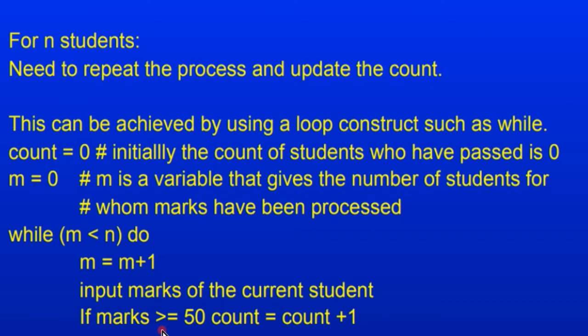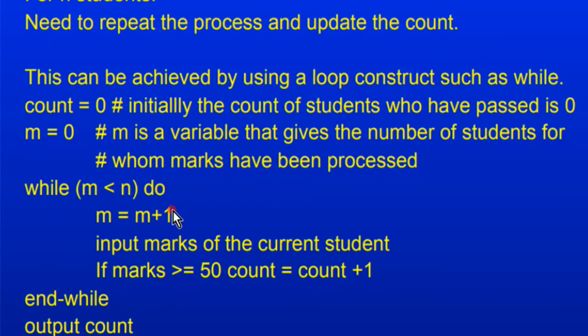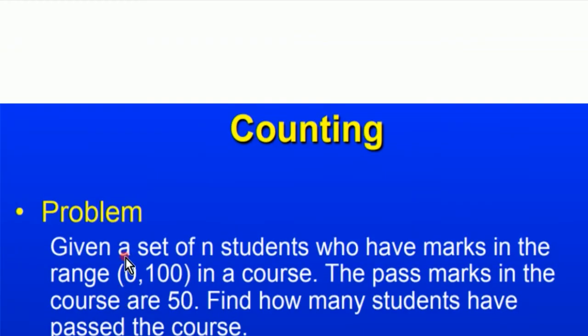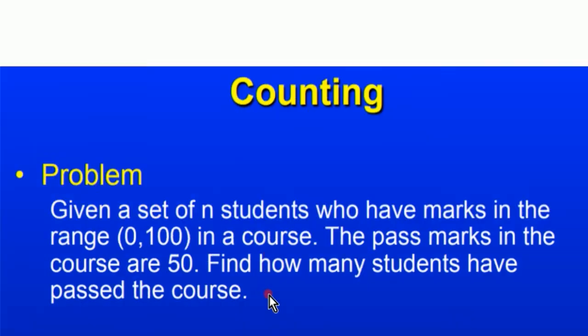While M less than N, do M equal to M plus 1, input marks of the current student. If marks greater than or equal to 50, count is equal to count plus 1, then end while. Repeat the same process for another student. Okay, if you have marks greater than or equal to 50, then count equal to count plus 1. We increment the count. Then at the end, we can display the count. Okay, this may be a concept of solving this problem.